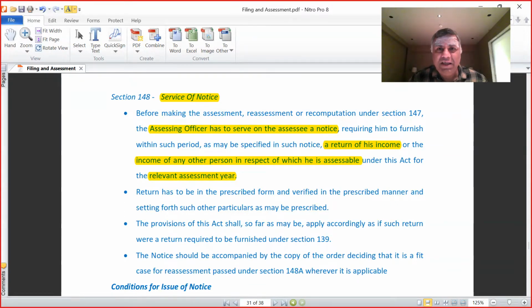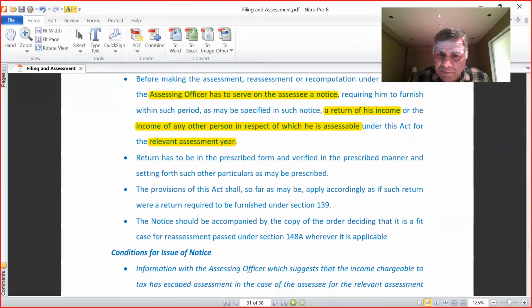Representative assessee. An agent of a non-resident has to file for the non-resident. Similarly, in the case of deceased people, the legal heir represents in respect of any other person in respect of whom he is assessable. Clubbing is his income only. This is some other person's income that is assessable. Return has to be in prescribed form and verified in the prescribed manner, setting forth other particulars.